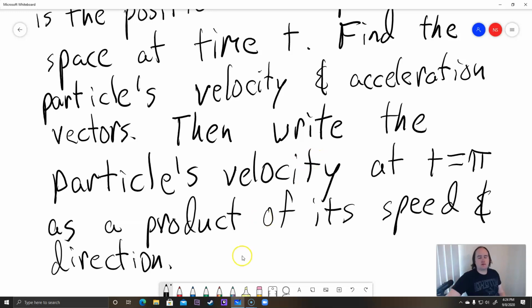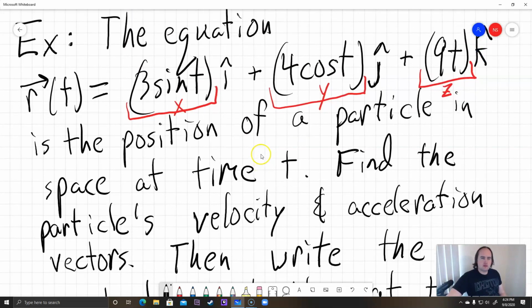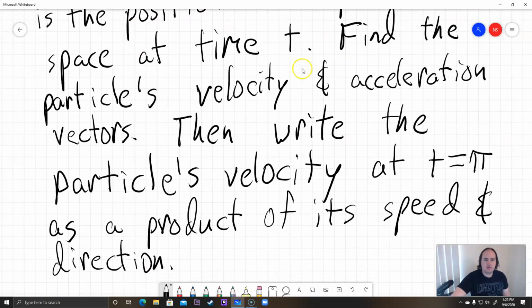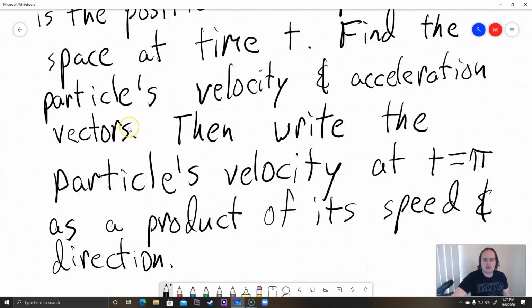Okay, so that took me a while to write down, but let's go through this. So we have an equation representing a particle at time t, and it has 3 components, x, y, and z. So this is representing the position of the particle in space at time t. Okay, that's our r of t. First, they want us to find the particle's velocity and acceleration vectors, which are just going to be the derivatives. Okay, the first derivative and the second derivative of position.